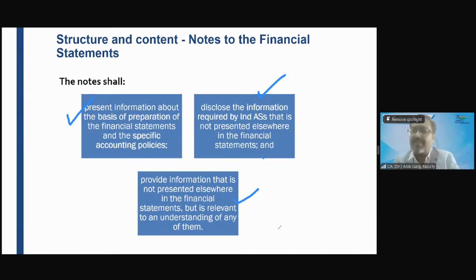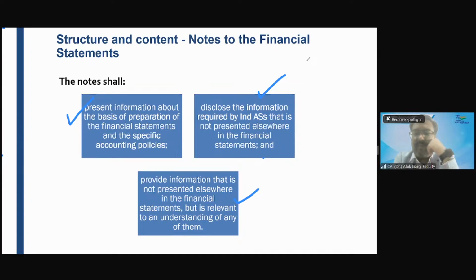What kind of information? Like your property, plant and equipment. In the balance sheet, what did you get? There is a single line item on the balance sheet, which is net block. Net block of the property, plant and equipment, right? So the net block is on the face of the balance sheet. Cost minus accumulated depreciation, correct? Yes or no?